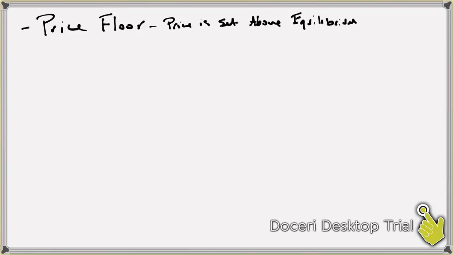So the price is set above equilibrium, and we should say that it's not a max price now, it's a minimum price that can be charged, okay? A minimum price that can be charged.